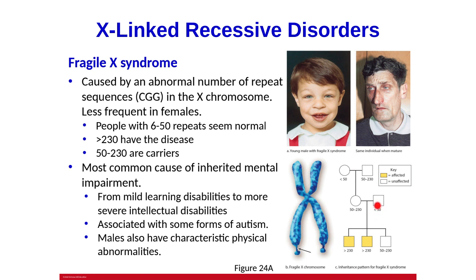Now she marries a male who does not have the disease at all. So he has fewer than 50 repeats. But then in the next generation, they have a number of sons, and 2 of them actually have the disease. And one appears to be a carrier because he's got 50 to 230. These 2 here have more than 230 repeats.